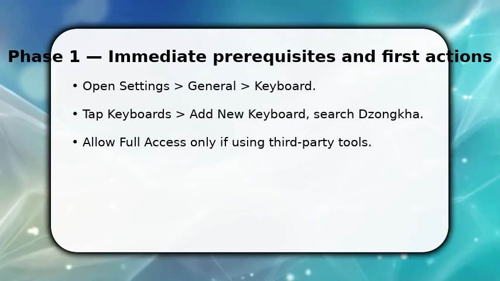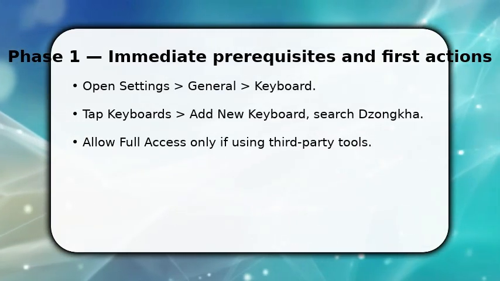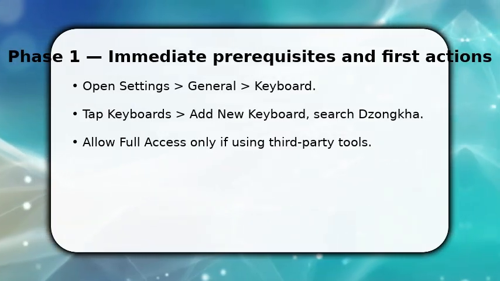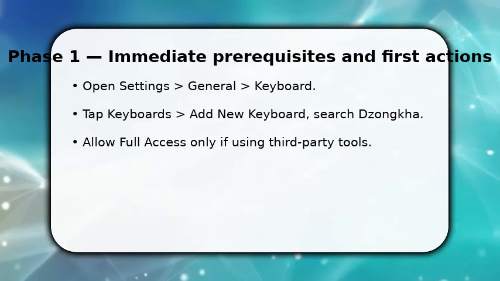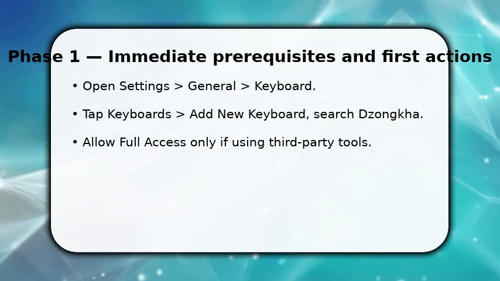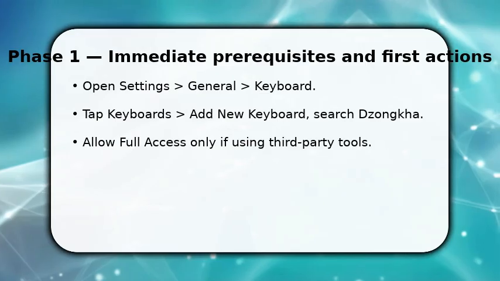Enjoy the video. You start by adding Dzongkha so you can type native script. Open settings and go straight to General, then Keyboard. Once there, tap Keyboards, choose Add New Keyboard and find Dzongkha in the list. This installs the layout. Make sure to consider full access. Only grant it if you need third-party features because it allows data sharing.